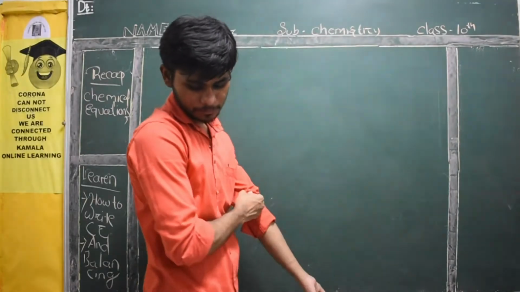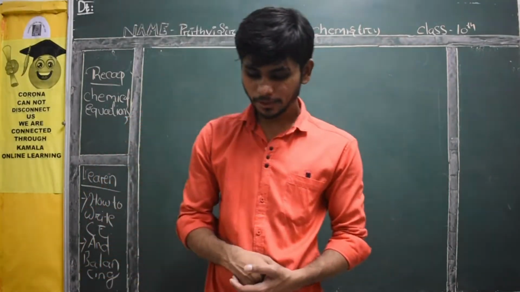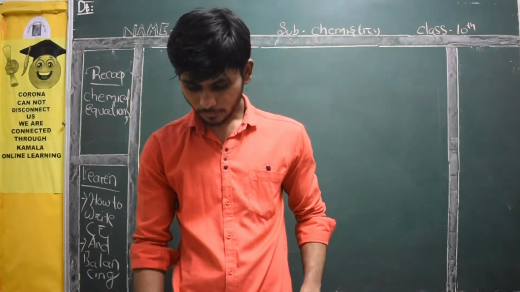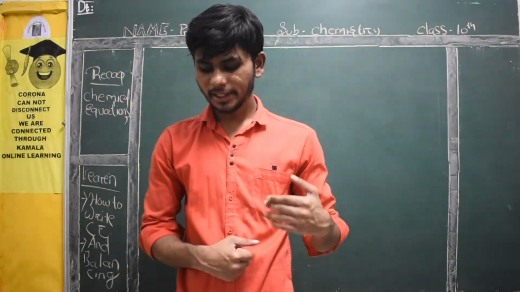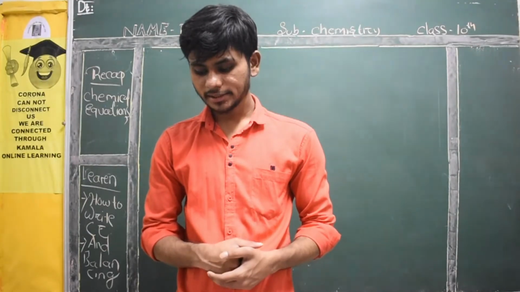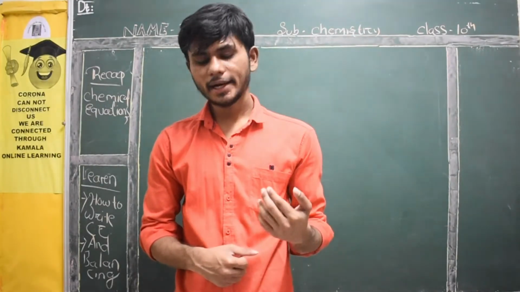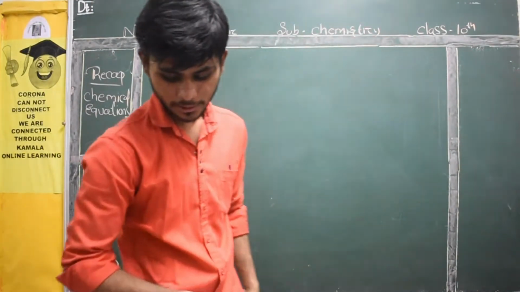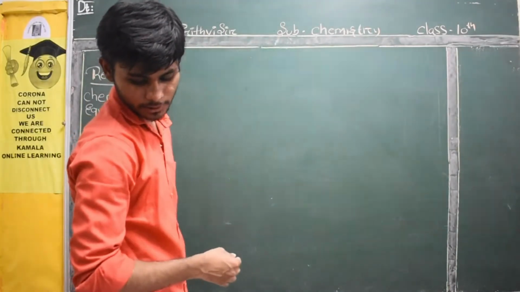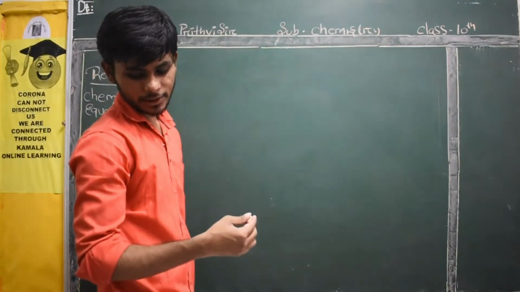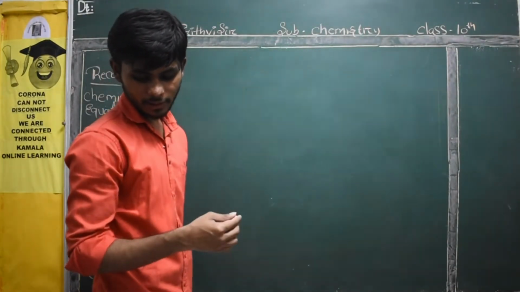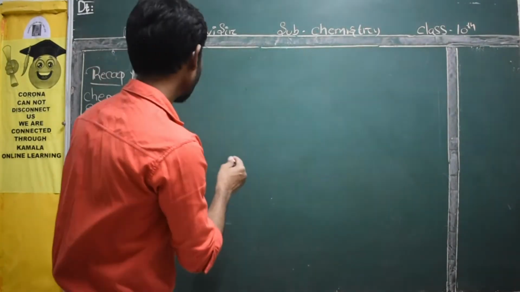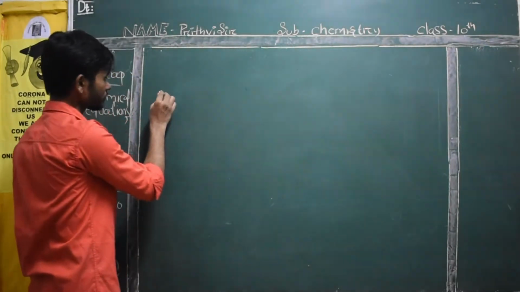Writing a chemical equation. Let me give you an example. Here, it says that zinc metal reacts with dilute hydrochloric acid to yield zinc chloride and liberated hydrogen gas. So we are saying that zinc metal reacts with dilute hydrochloric acid to yield zinc chloride and liberated hydrogen gas. Let me write the statement.